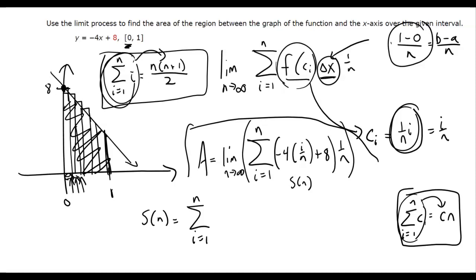Okay, so I can see I got an i here. So I'm going to actually factor out the negative 4 over n. I'm allowed to do that. That's good. And then I have a plus, and then I got this. Let me try that again because I forgot to run this 1 over n through.